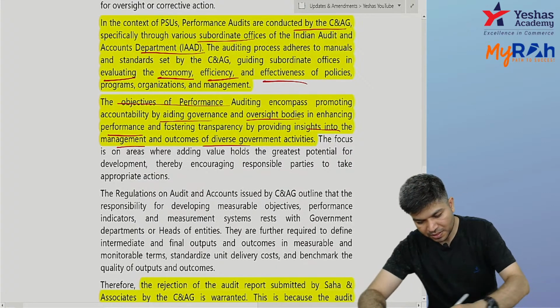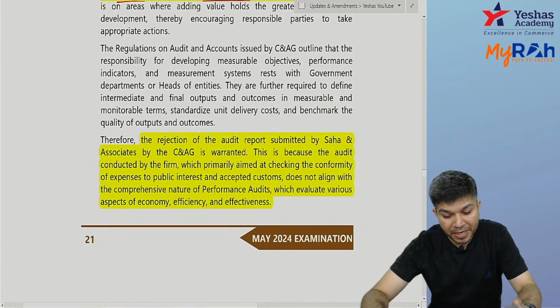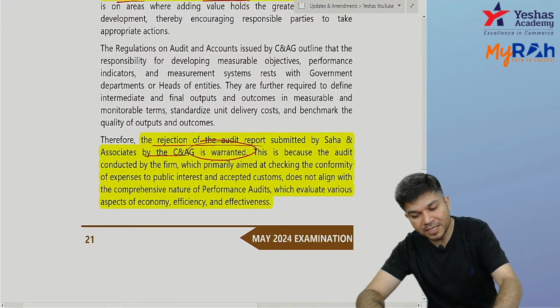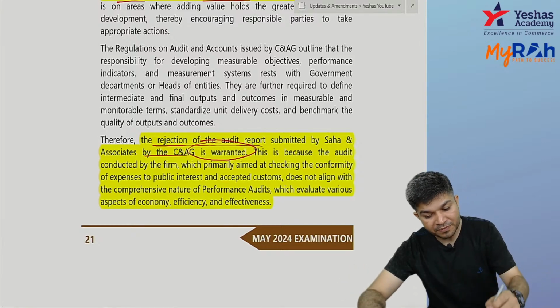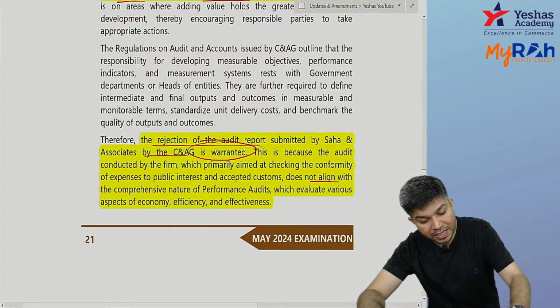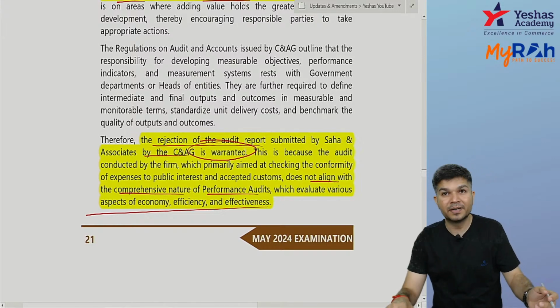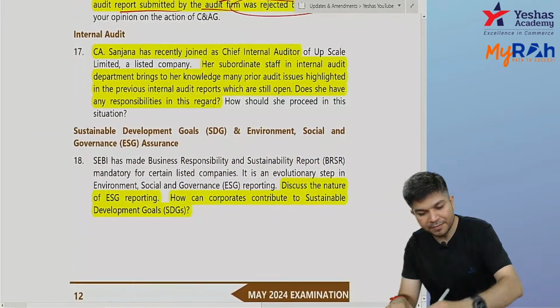That's fine. Now over here you are asked to do a performance audit, and you did a kind of proprietary audit. The rejection of the audit report by C&AG is warranted. Warranted means it's correct. This is because the audit conducted by the firm, primarily checking the expenses as per public interest and custom, does not align with the comprehensive nature of performance audit, and you did not evaluate economy, efficiency, effectiveness. Clear? This was question 16, going to 17.